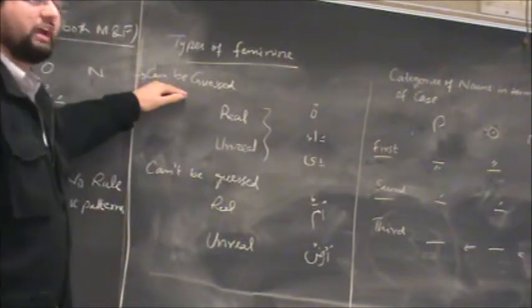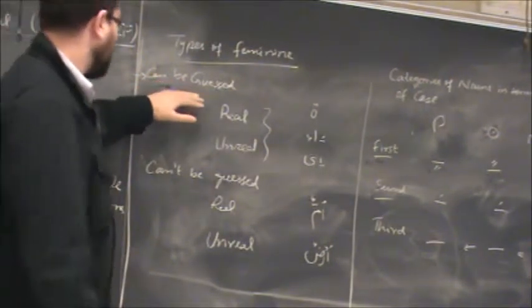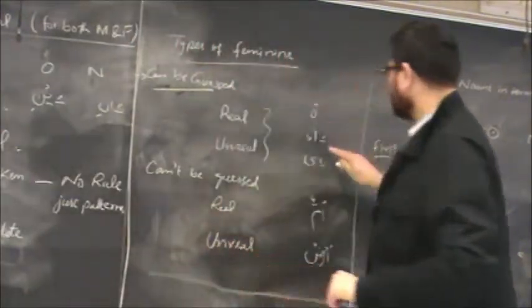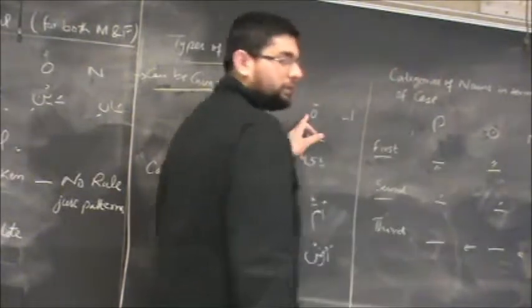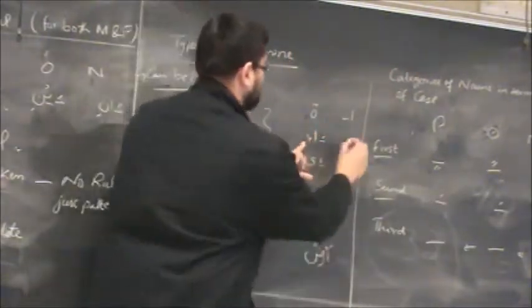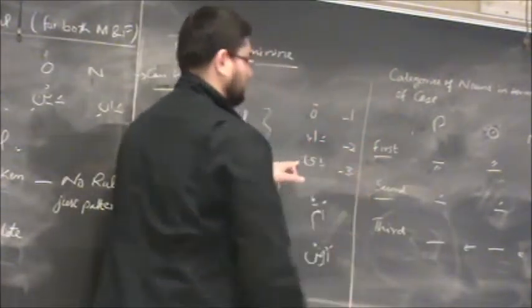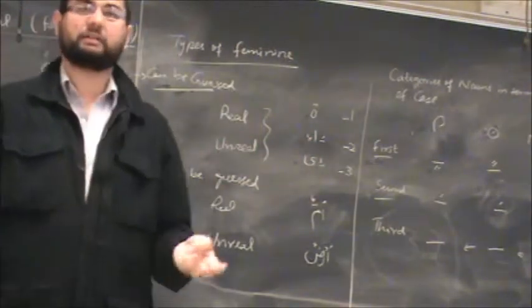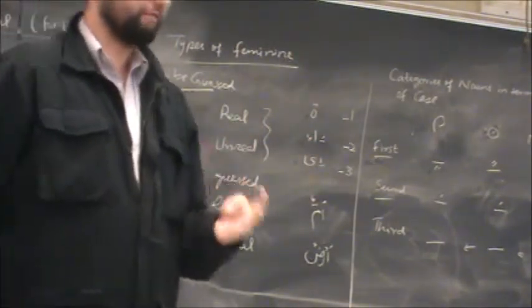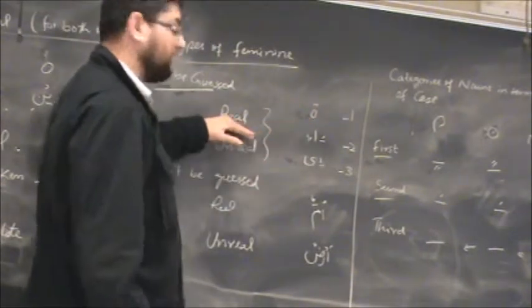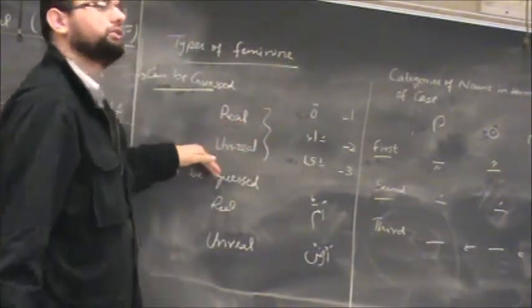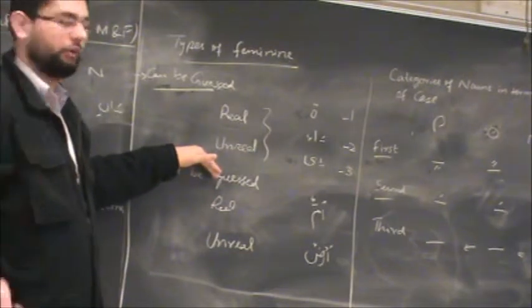So we talk about the types of feminine then. There are those which can be guessed. Okay. And how you will guess them? Using these three things. If it has circular ta at the end, or if it has this combination, or if it has this combination, then we can guess that this noun is feminine. And that noun could be real feminine and could also be unreal.